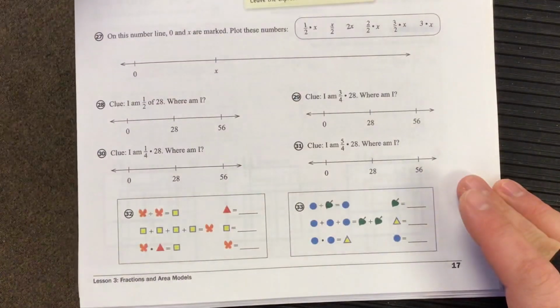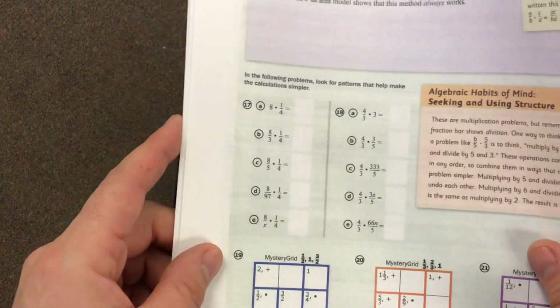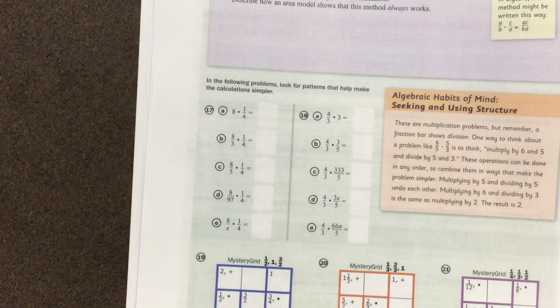All right, so these seem like a lot. They do take up kind of a lot of room with the diagrams. Let's go right into number 17 and 18. Number 17.